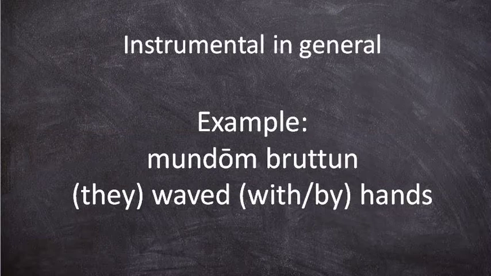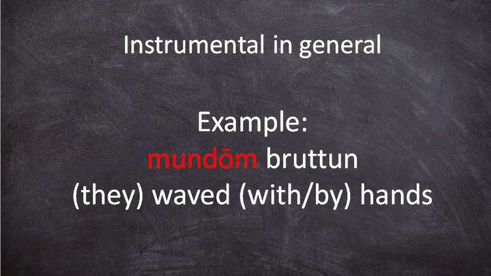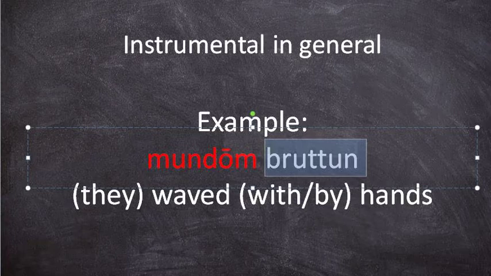As for another example, we have mundum brutun, which is like saying they waved with or by hands or whatnot. Again, we have this plural dative in this noun, which means hands. This is cognate to bruodon, which means to move something back and forth. I'm butchering the definition a bit. Essentially you could translate it as to wave, so hands are waving. In this case, they waved with or by hands or through hands, but a nice clean translation would be with hands. But again, we have the dative plural acting instrumentally.